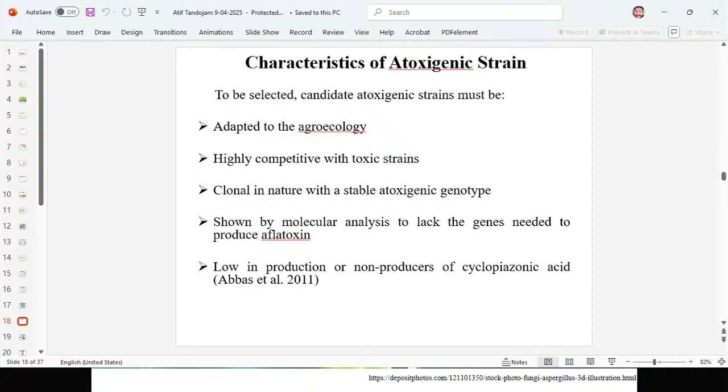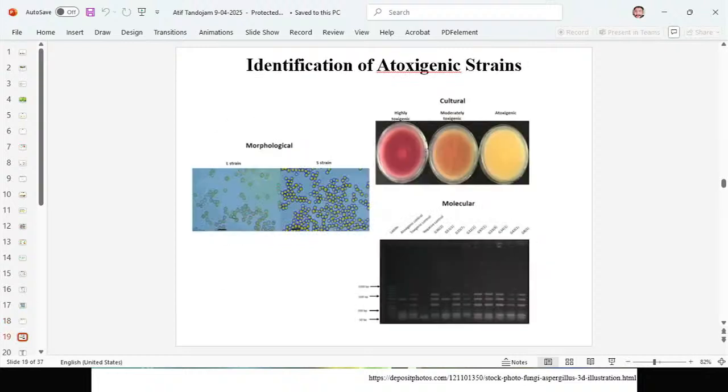Molecular analysis should be done to check that the strain is really atoxigenic and does not produce CPA. Next please. This is just a picture of how we identify them. As I've told you, toxigenic strains show a reaction when you apply an ammonia vapor test. The ones which have intermediates, because they produce intermediates during aflatoxin production, turn pink or red, and the ones which do not have the capacity to make aflatoxin remain cream.